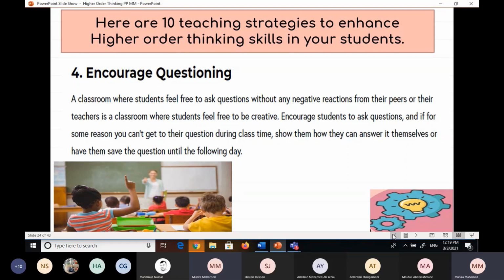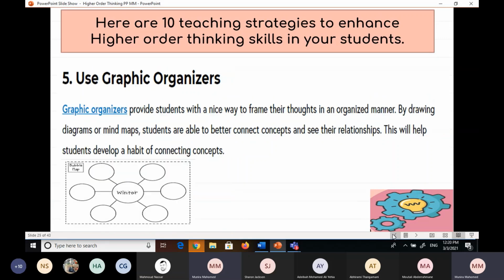And for the same reason, if you can't get to their question during class time, show them that they can actually answer it themselves. Give them ideas about how they should answer it themselves, what they should think of and how they can have the answer for that same question. And they can share it with you maybe the following day. So encouraging questioning is actually a vital part in our lessons. The next one, using graphic organizers.